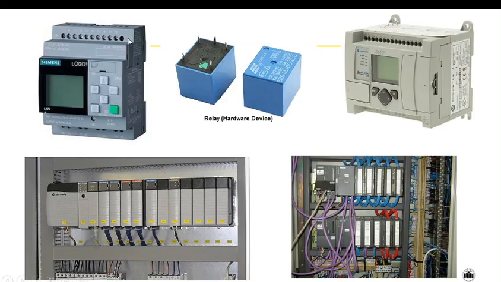So, how do the PLC and relay look like? We have seen these relays. So, PLC looks like this. These are the various configurations of PLCs by various manufacturers. This is a PLC manufactured by Siemens company. These are the outputs and these are the inputs.